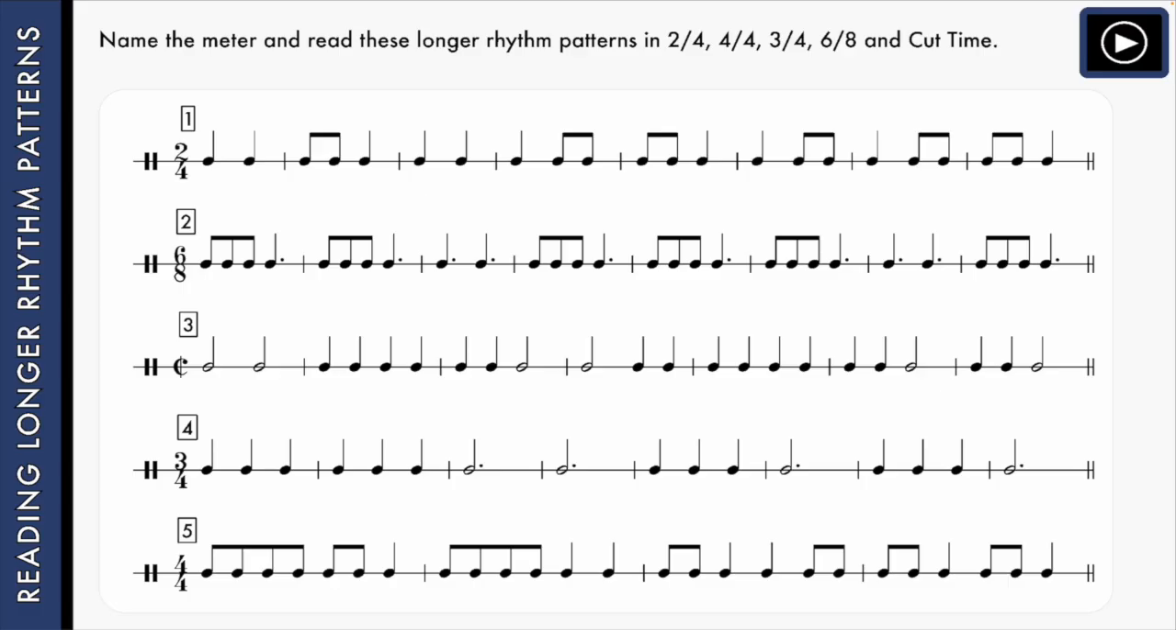Are we in duple or triple, and why? That's right, because we're seeing cut time as the time signature and do-days and not do-da-dees. Number 4, that's right, we're seeing 3/4 as the time signature and we're seeing do-da-dees and not do-days. And number 5, we are in duple meter because we're seeing 4/4 as the time signature and we're seeing do-days and not do-da-dees. Then continue on duple, triple as an entire class, and then make sure you're assessing individuals.